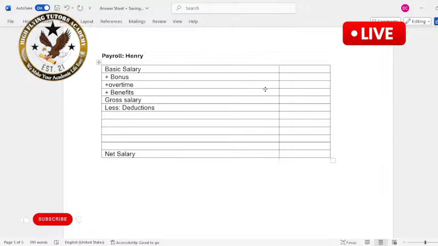And then remember, for Henry, what do we have? Do we have any normal hours? No, they just gave us 20,500. They just gave us that amount, right? Now we continue. Do we have any bonus? No. Do we have any overtime for Henry? No. Do we have any benefits? No. So your gross salary remains the same as the basic, because if you had this other stuff, you would add it, but you don't have it. I don't know if you follow.